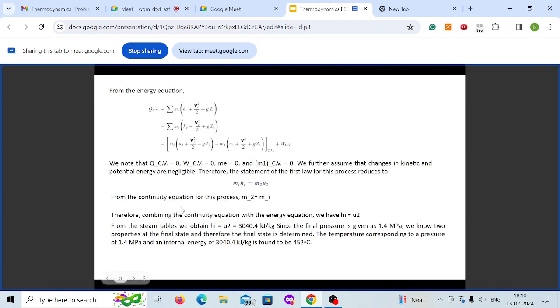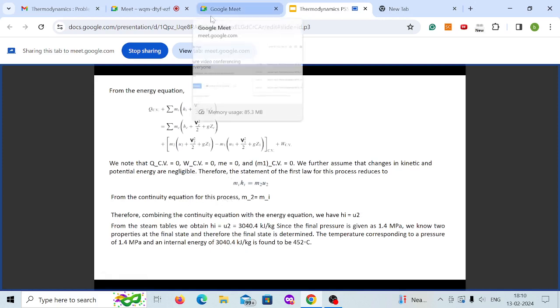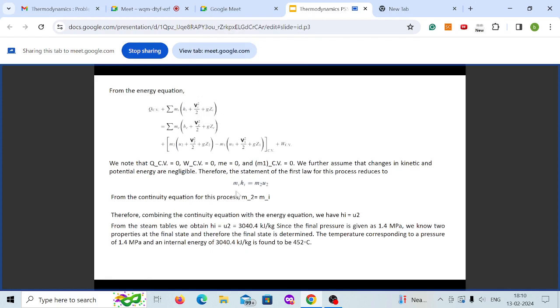So now we also know from continuity equation, you do a mass balance. So the mass which is coming in, because m1 is 0, there is no mass at initial condition. Whichever mass is coming in is what is there at state 2. So mi is equal to m2. So that will also get cancelled out. So what you are left with is your enthalpy which is coming in is equal to the internal energy of the system at state 2. So hi will become equal to u2.